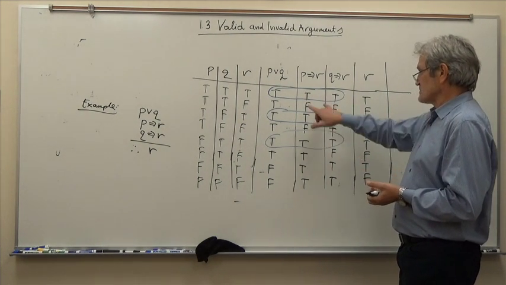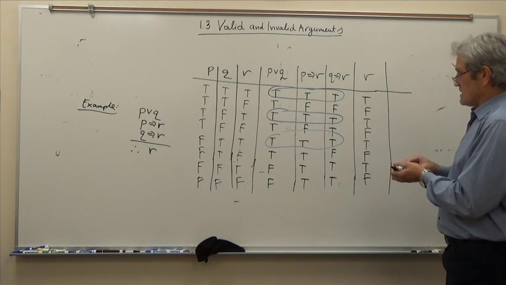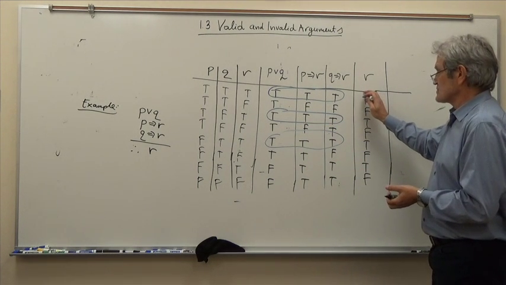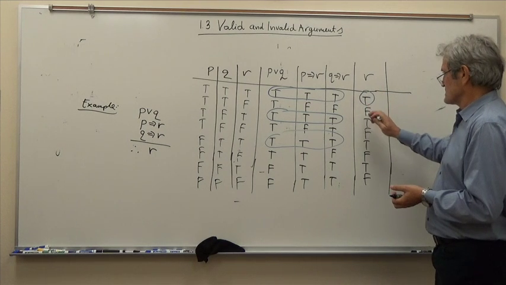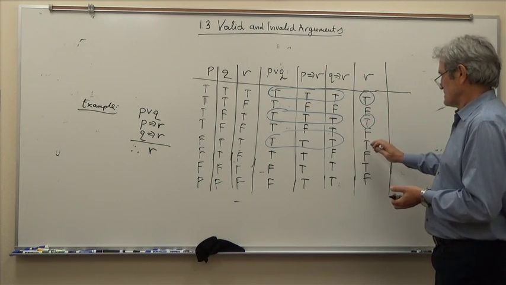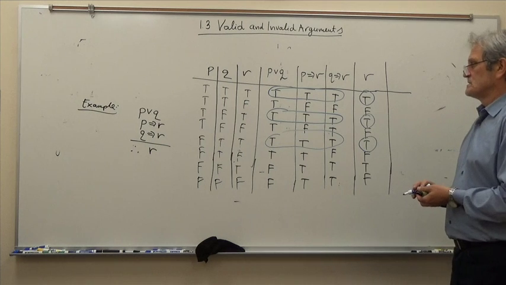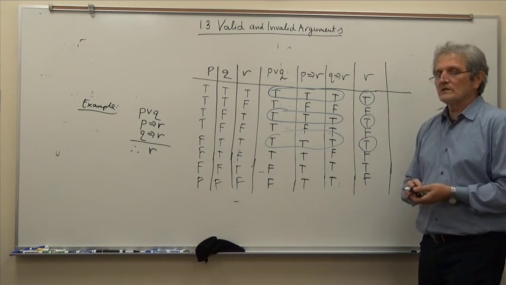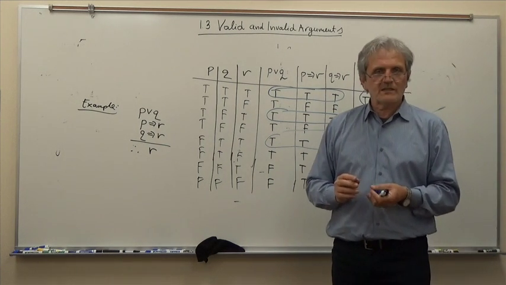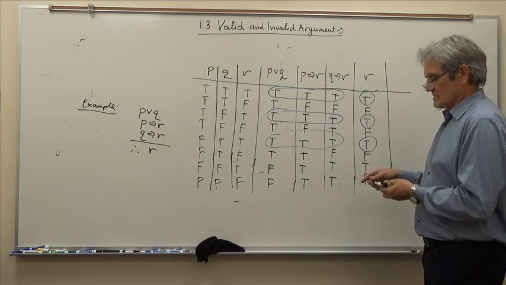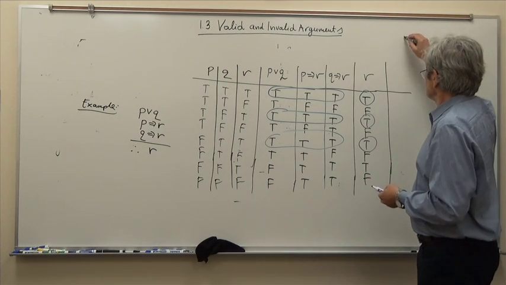So these are the lines where all the premises are true, and then we need to check if the conclusion, which is R, is true. Yes, yes, yes. So in all 3 relevant lines, our conclusion is true. This inference is valid.